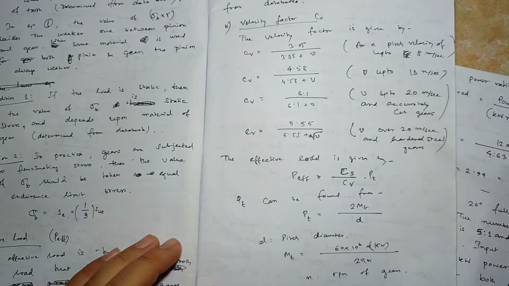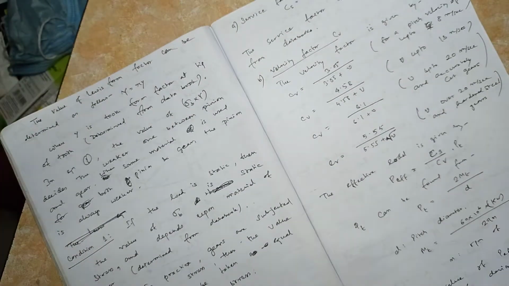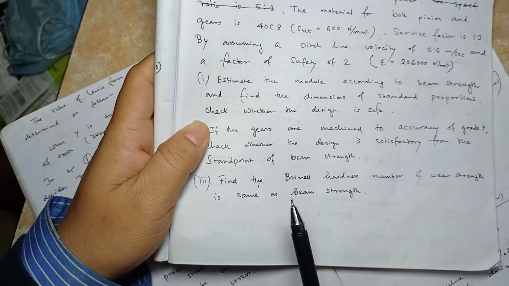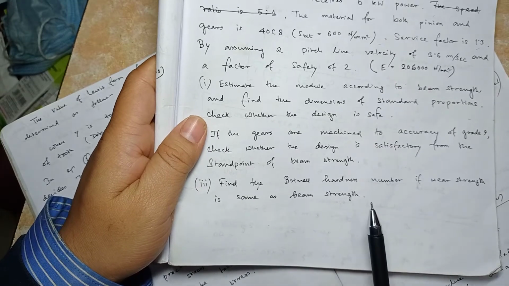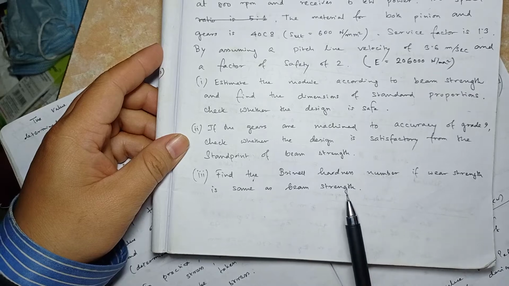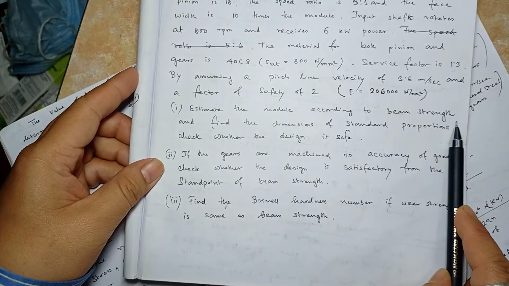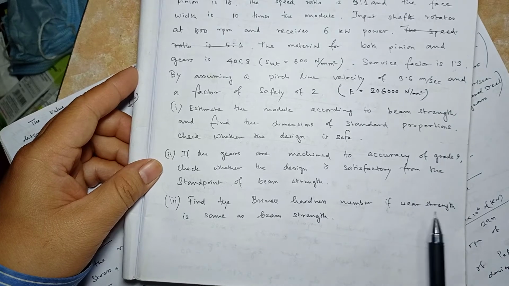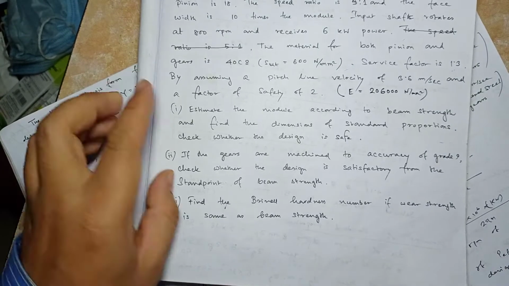Now you have to find out beam strength and wear strength, if it is given in the question. What else can be given in the question is that you have to find the Brinell hardness number if wear strength is same as beam strength. Brinell hardness number, wear strength is same as beam strength, means you have to first find out beam strength and equate it to wear strength, and then you have to find out the Brinell hardness number from there.